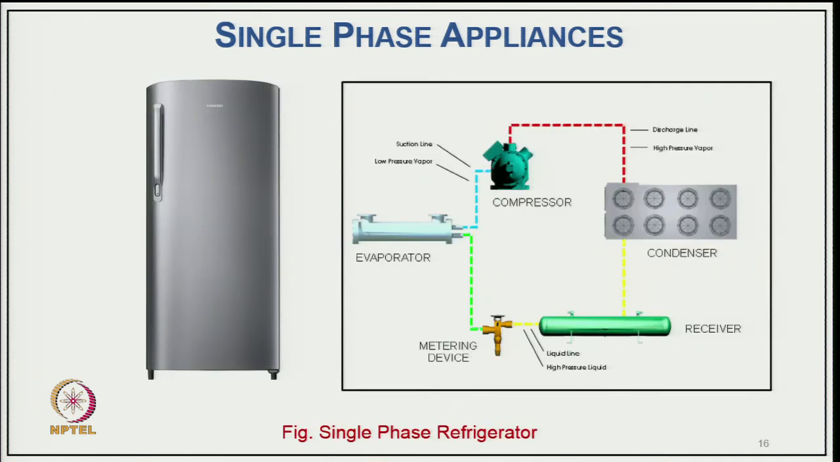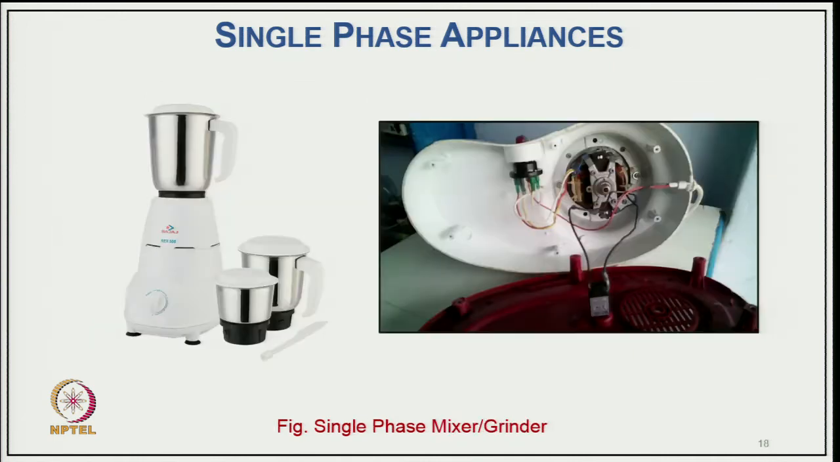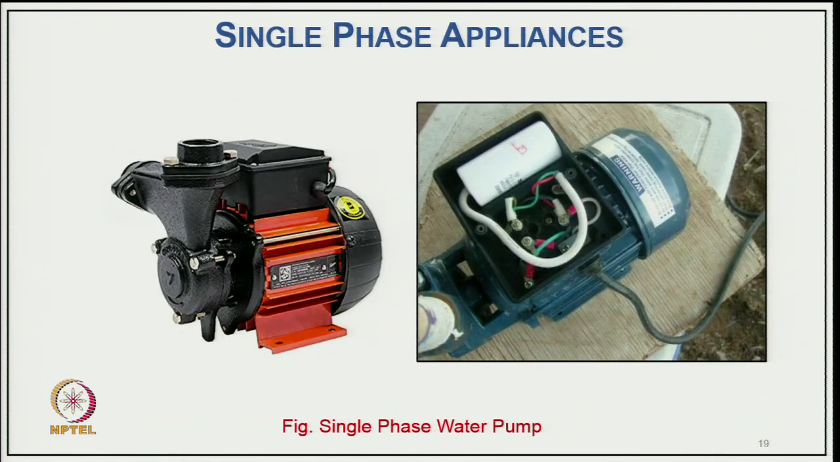Then you have a single phase refrigerator in your home, which runs with single phase supply, and it has a compressor inside it, so that all your foodstuffs as well as many other items of daily use or consumables are preserved in this refrigerator. Or you have a single phase television, or a food mixer. These are all operated from single phase supply.